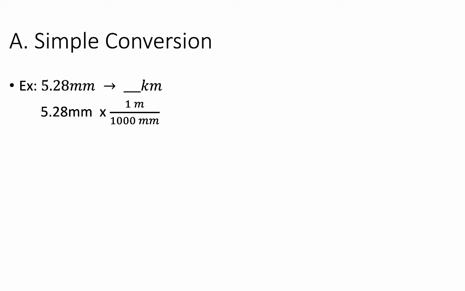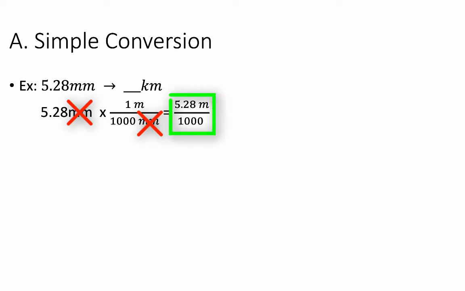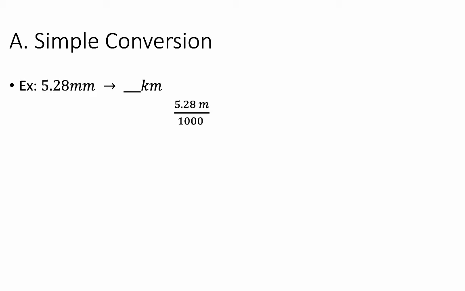Because of the millimeters in the denominator, it will cancel out the millimeters attached to the 5.28. The meter in the numerator will remain. Our answer is now 5.28 meters over 1,000. Now that our measurement is in its base unit, we can continue on to convert it to its kilometer units.